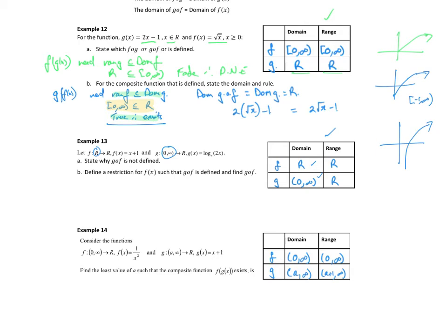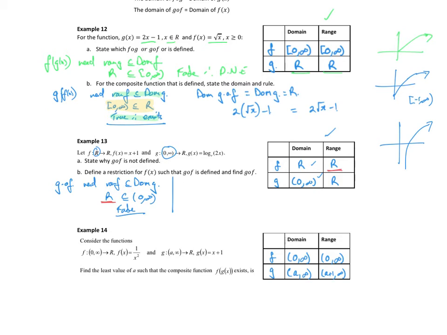All right. Why is g of f not defined? So for g of f, we need the range of f to be a subset of the domain of g. The range of f is R, has to be a subset of the domain of g, 0 to infinity, which is false. Therefore, it doesn't exist. Define a restriction for f of x such that g of f is defined. Okay, so what's the issue? That range of f, that one there, we have to restrict to be 0 to infinity.